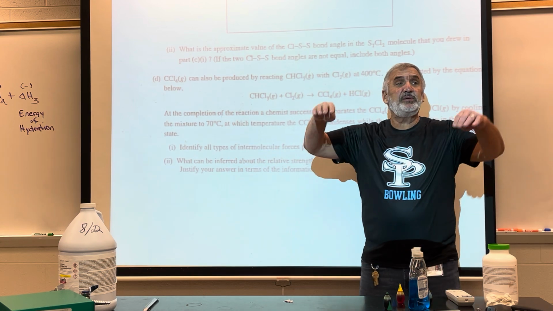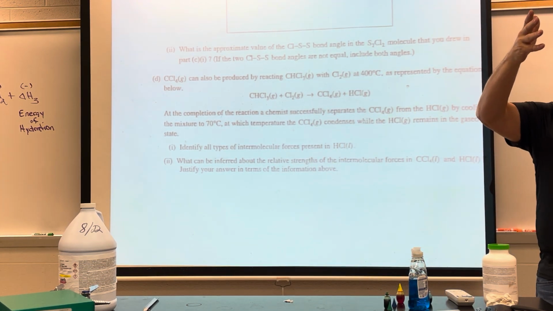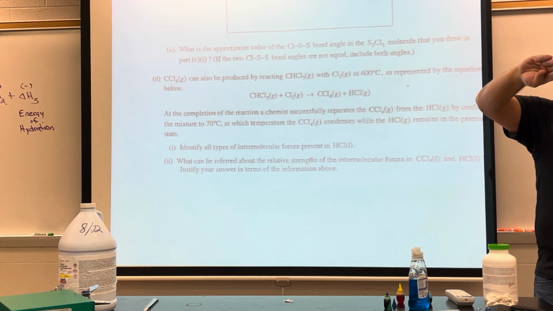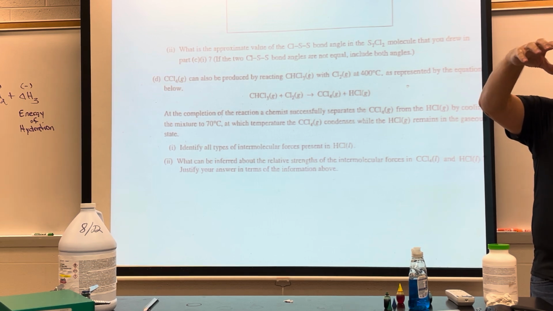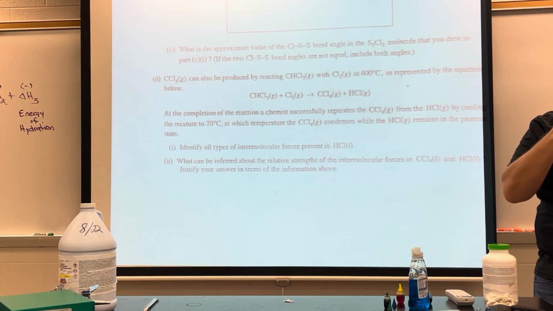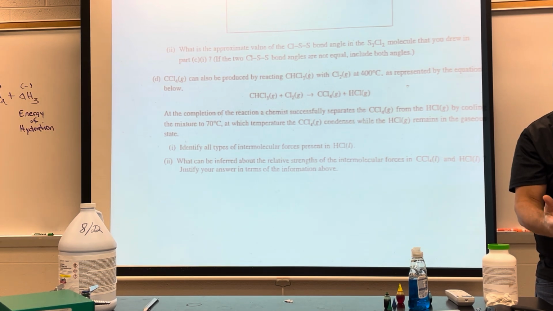Remember, the condensation temperature is the same as the boiling point. So if it condenses at a lower temperature, it's at 70, but HCl is still a gas, so in other words, CCl4 is going to be more sticky than the HCl. As you're cooling it down, it sticks together, so technically it's got a higher boiling point than the HCl. The HCl is still a gas as it gets cooler and cooler.